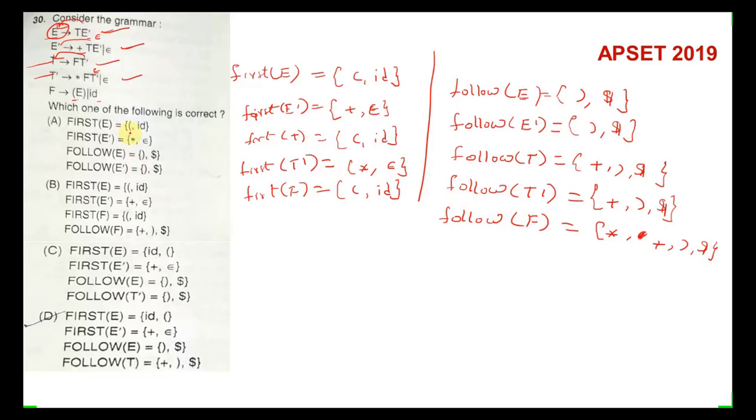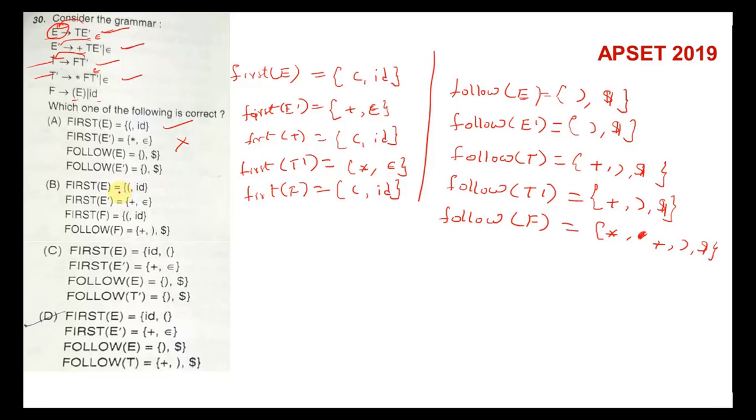Now according to the options, option A: first of E is opening bracket, ID, yes it is true, and first of E', that is star, epsilon. First of E' is plus, epsilon, so it is a wrong one. So option A is a wrong one.